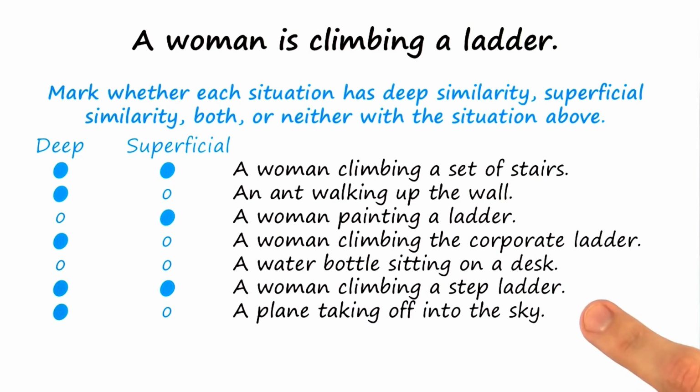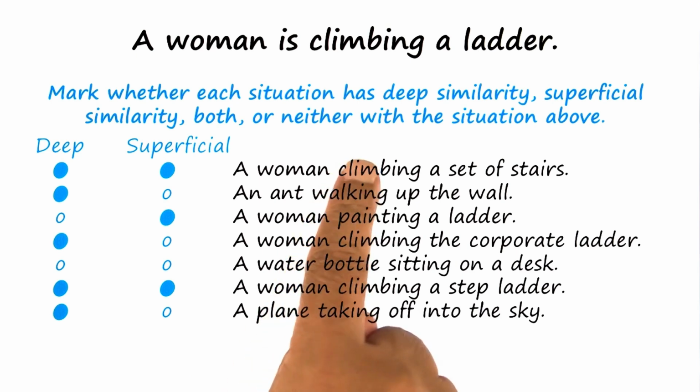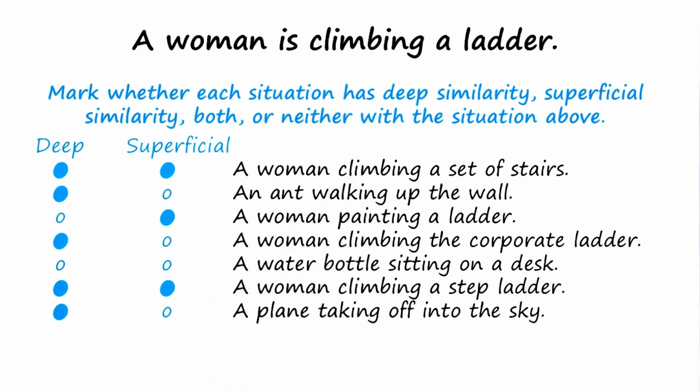Then I said that the other three that involved rising in some way were all deeply similar as well. The plane taking off into the sky, the woman climbing the corporate ladder, and the ant walking up the wall were all deeply similar to me because all involved this relationship of climbing. I said that the woman painting a ladder was only superficially similar, which is why it was one of the lowest rated in our original exercise. And finally, the water bottle sitting on a desk is neither deeply similar nor superficially similar, because nothing is the same between those two situations. This is good, David. Once again, different people may give different answers to this exercise. Why they may do so, well, let's examine it next.